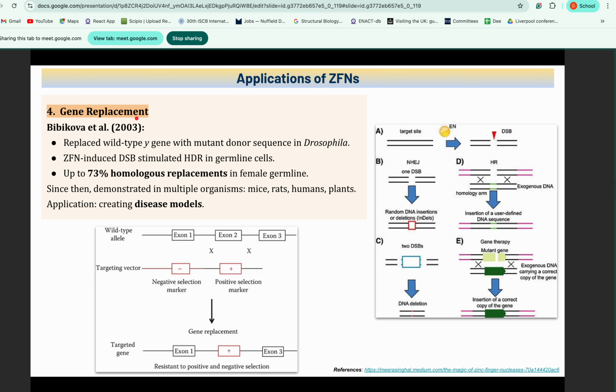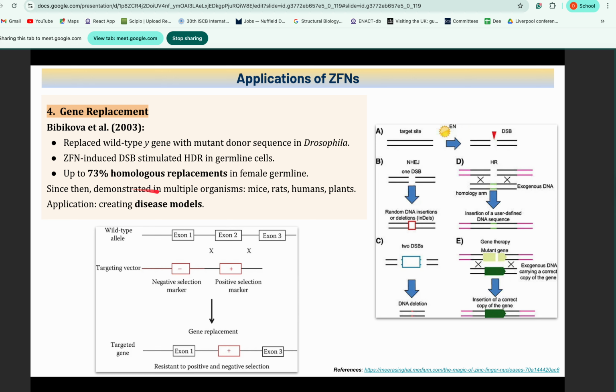Then gene replacements. Bibikova et al. in 2003 replaced the wild type Y gene, which we have seen in the previous example, where he brought about mutations in the yellow gene. So with respect to mutations, replacement can also be done. We can replace it with an entirely new gene, and then we will see how it behaves, whether the mutation is effectively showing up in the phenotype or not.